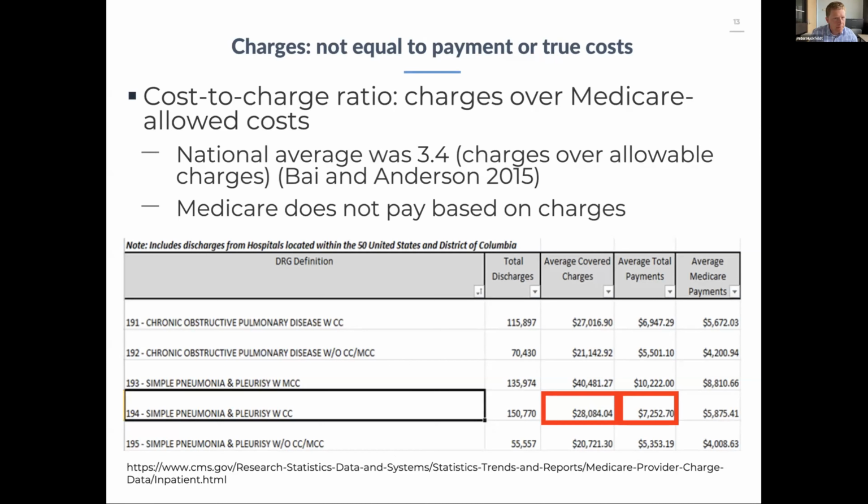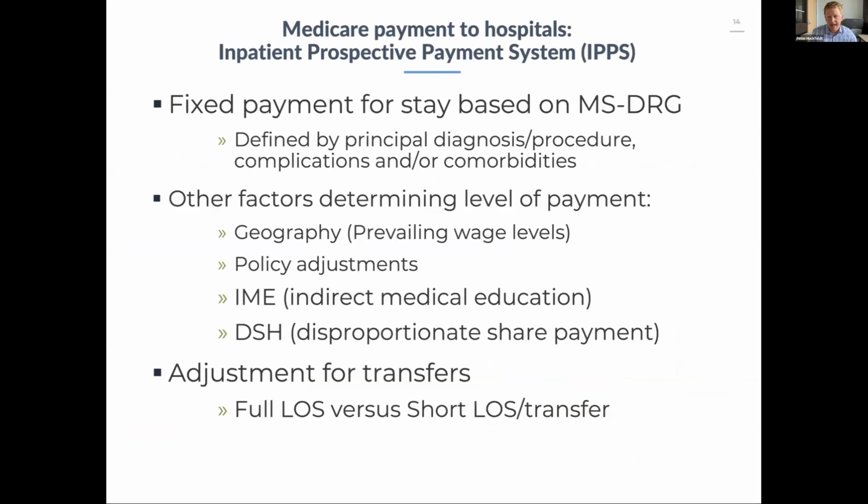Okay, so how does Medicare pay for hospital stays? The answer is that Medicare pays a fixed per stay payment for a hospital stay based on the MSDRG, which we described before. And so this is defined by the principal diagnosis or procedure and the presence of complications or comorbidities.